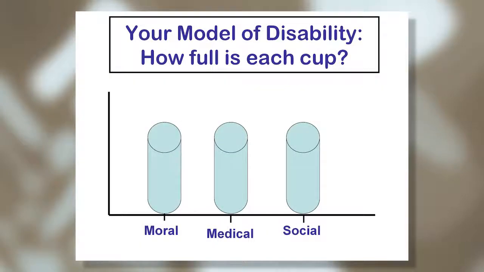And it isn't that any one person or any one family falls neatly into one model as a general rule, but think of it as three cups, and each cup can be any amount full. So people might believe in the moral model to a great degree, the medical model to a little degree, and then the social model not to any degree, and so forth.